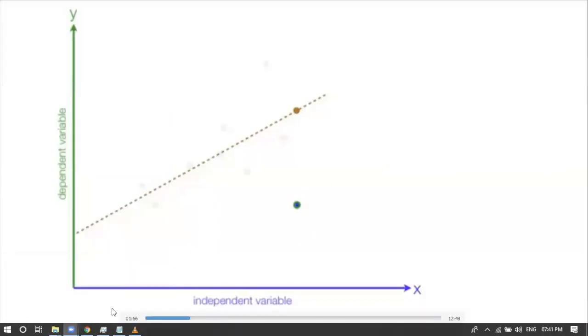Come on. What is the name of the line you mentioned? So the line I mentioned is the best fit linear regression line. Okay.